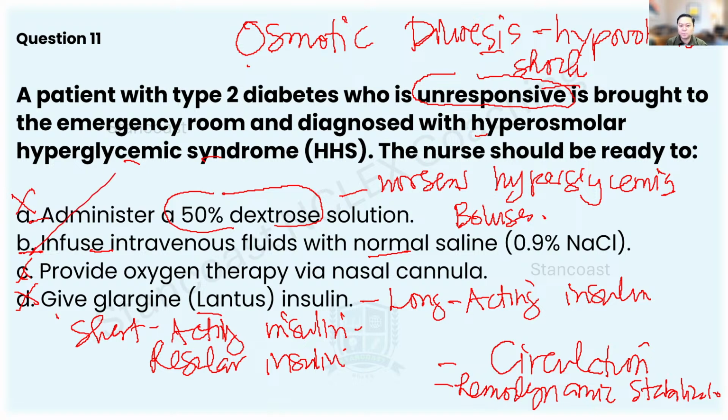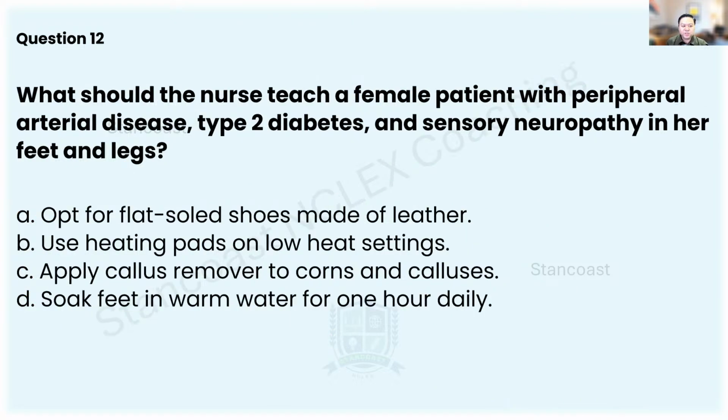Let's have number 12. What should the nurse teach a female patient with peripheral arterial disease, type 2 diabetes, and sensory neuropathy in her feet and legs? A. Opt for flat-soled shoes made of leather. B. Use heating pads on low heat settings. C. Apply callus remover to corns and calluses. Or D. Soak feet in warm water for 1 hour daily.